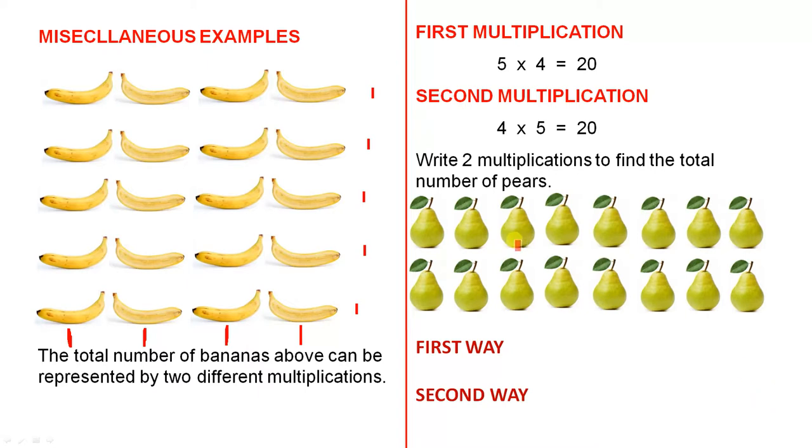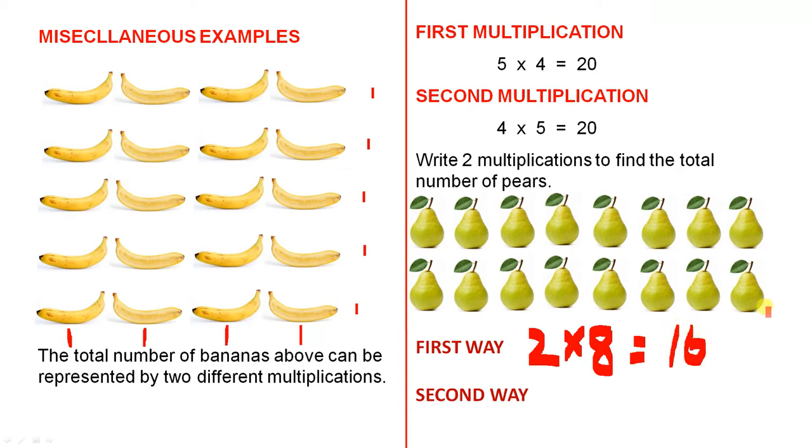I'll bet you got this easily. Let's look at the rows first. Let's look at this top row and see how many pairs in the top row. 1, 2, 3, 4, 5, 6, 7, 8. Let's look at the bottom row. 1, 2, 3, 4, 5, 6, 7, 8. So the first way will be 2 rows, each row containing 8 pairs, gives us a total of 16 pairs.